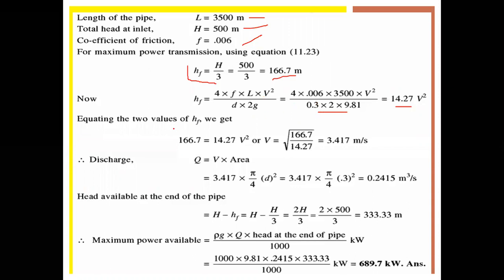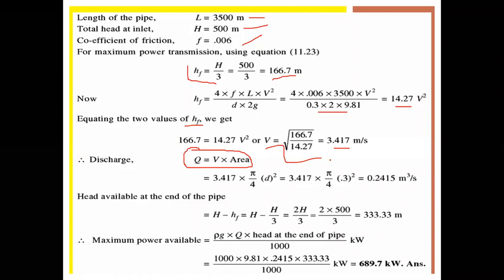Therefore, equating the values of HF, 166.7 is equal to 14.27 V square. Therefore, V is equal to the root of 166.7 by 14.27, that is equal to 3.417, which is the velocity. Once you have got the velocity, you have to go for the discharge. Discharge Q is equal to velocity into area.